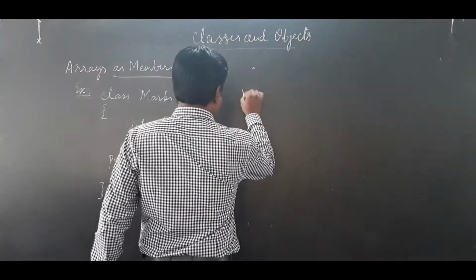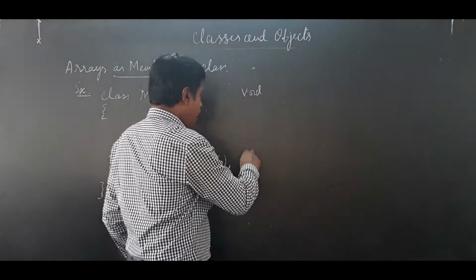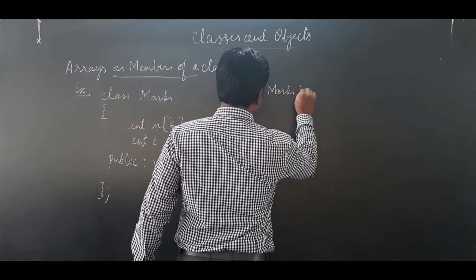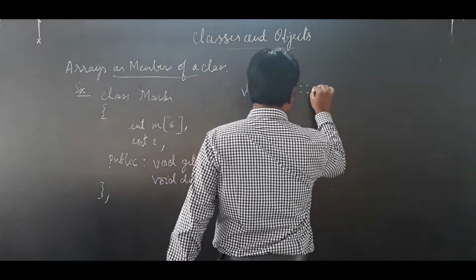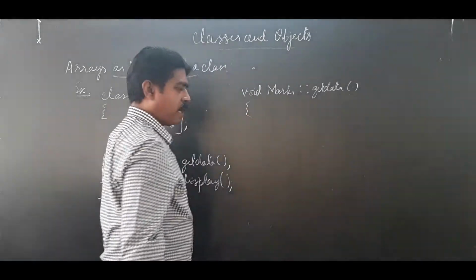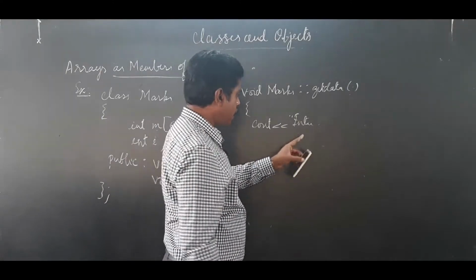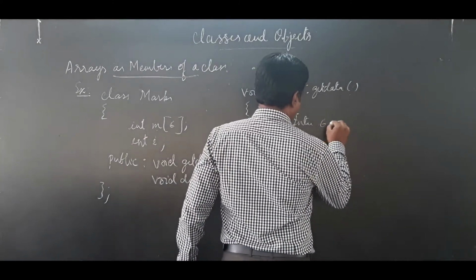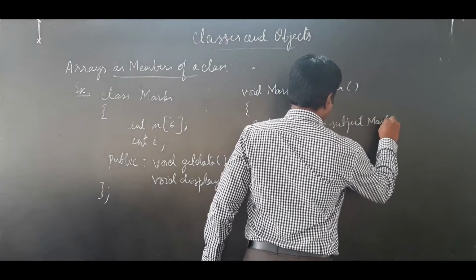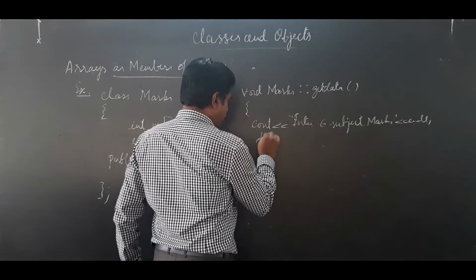Here I am going to use the outside class definition. Void, then class name marks, scope resolution operator, then get data, open a flower bracket. We are going to consider the 6 marks. Cout, enter 6 subject marks. So enter.